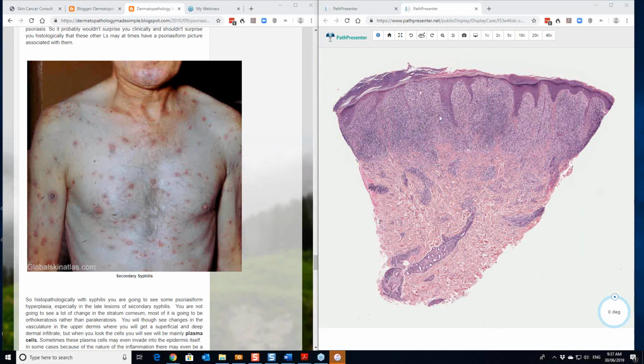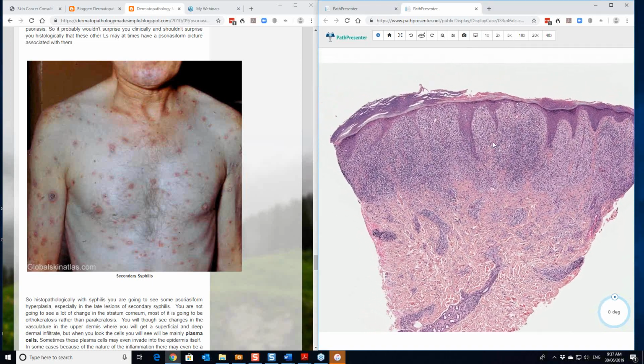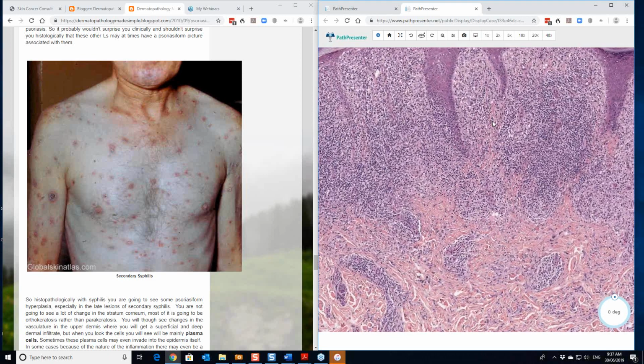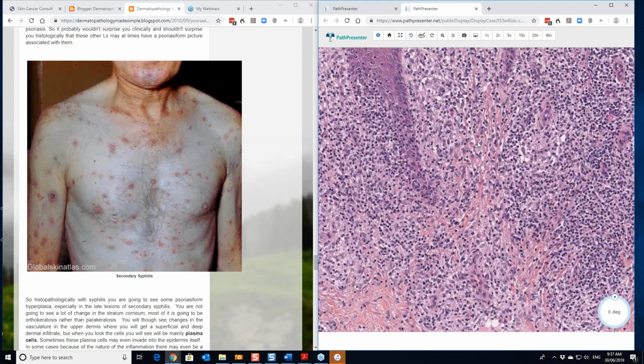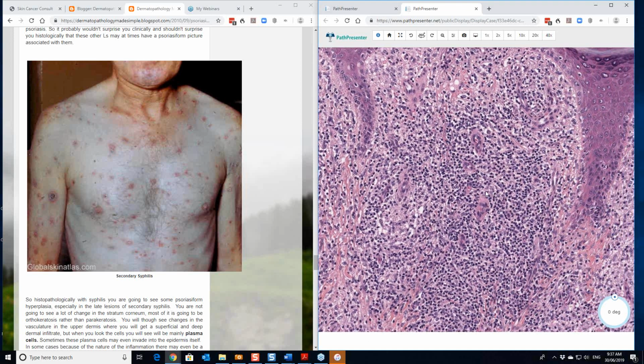Now, let's go in. You can see there's a little bit of thickening of the epidermis here, but what's characteristic of this is this very marked lichenoid infiltrate of cells. And the thing about these cells is they're not lymphocytes or neutrophils, they're in fact mainly plasma cells. 90% of them will be big round plasma cells.